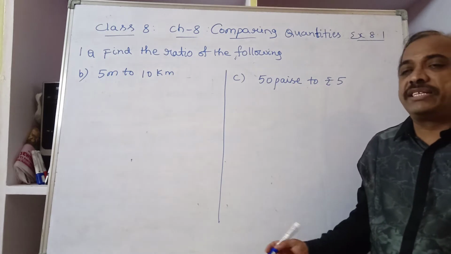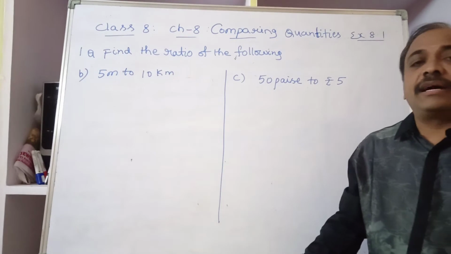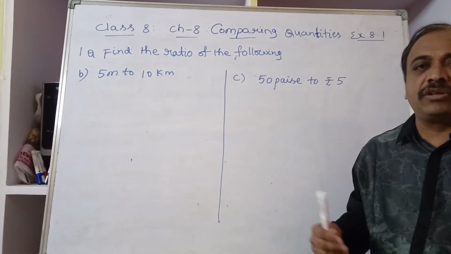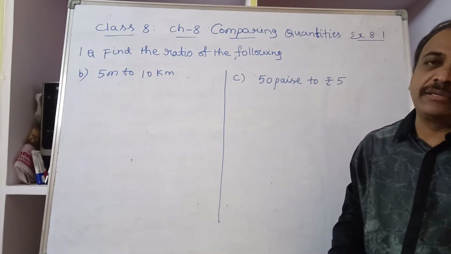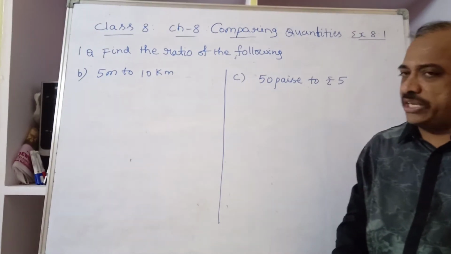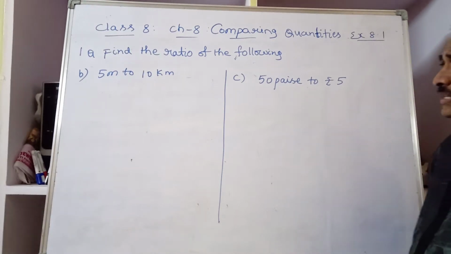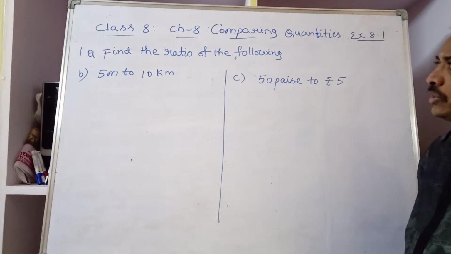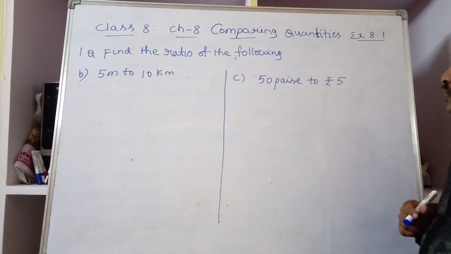So today we are going to discuss some examples of that, how to compare, how to get the ratio, and what are the percentages. These are the things we are going to discuss from exercise 8.1. So comparing quantities, exercise 8.1. The first question is, find the ratio of the following: 5 meters to 10 kilometers, and 50 paise to rupees 5.